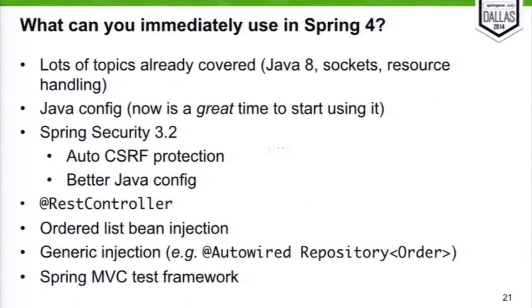Ordered list injection, that's a big one that we're using, and I think a big one that a lot of people have been asking for. If you're using @Order annotations on any of your beans and those are getting merged into lists, then those lists will respect the ordering that you provide there. Generic injection is another cool thing you can do, where you can say @Autowired and it'll support the generic syntax. Otherwise, if you have two repositories, the other way to do it is to call them by name specifically.